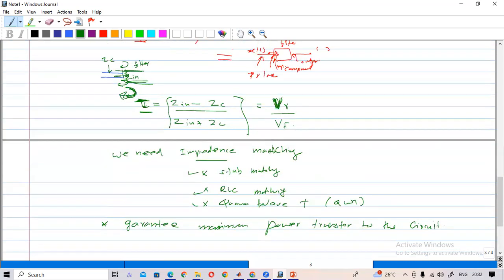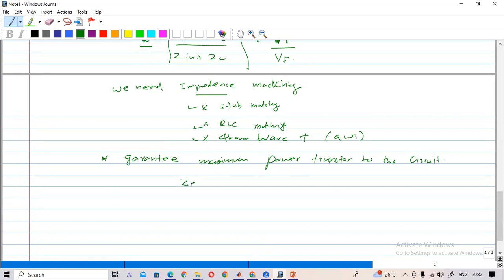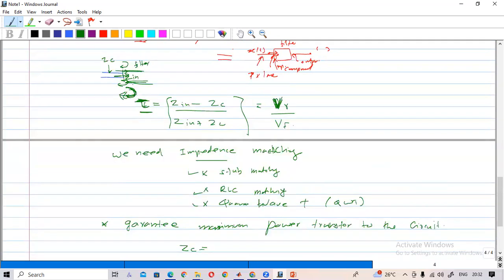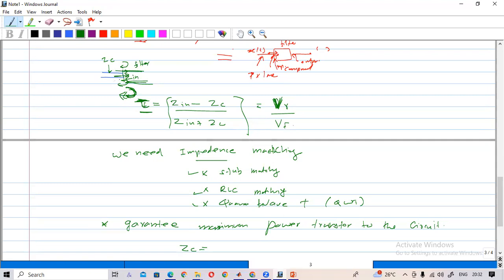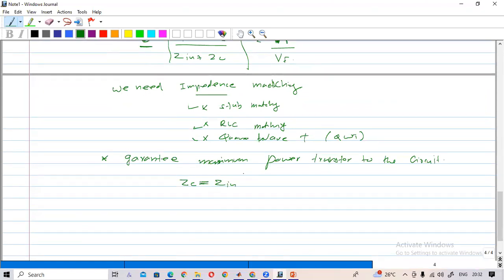So actually maximum power transfer happens when, if you match this impedance to the conjugate of the input impedance. So in conjugate, if you make the first impedance equal to the conjugate of the other impedance, that will guarantee the maximum power transfer.